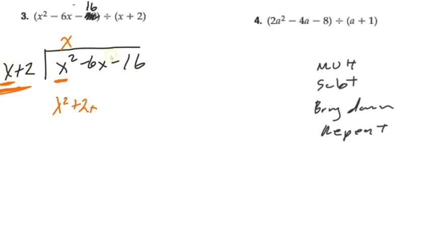Next up is we subtract. Here's the key thing about subtracting. This is where most people make a mistake. I like to put parentheses, subtracting both of these. That makes this a negative x squared and a negative 2x.